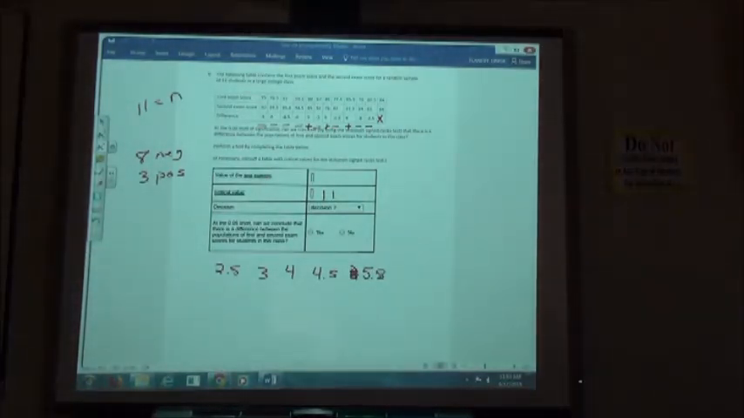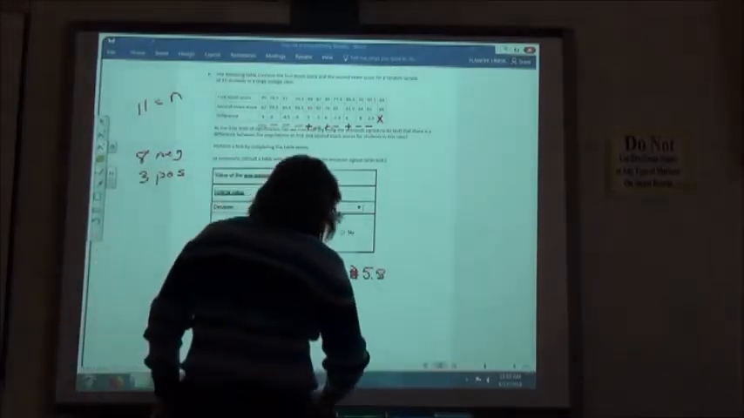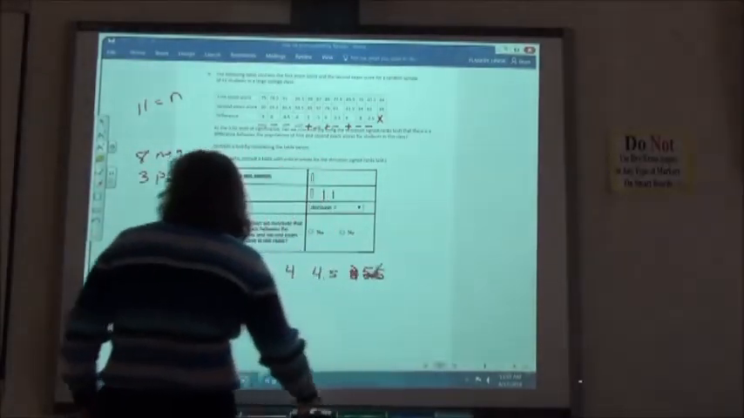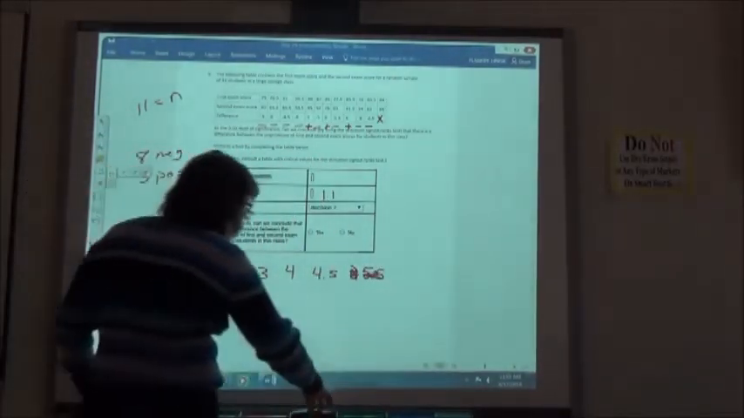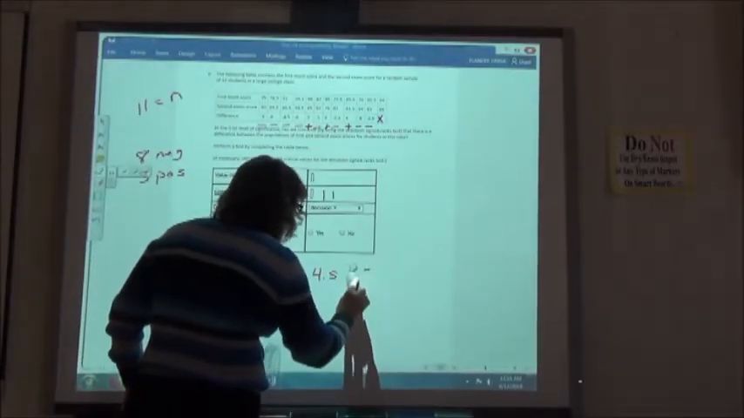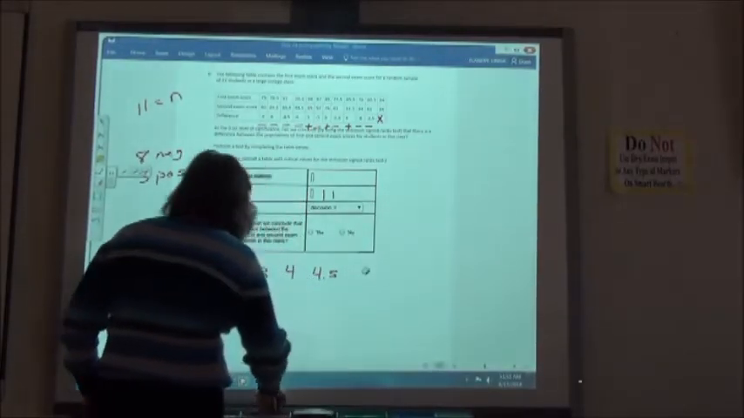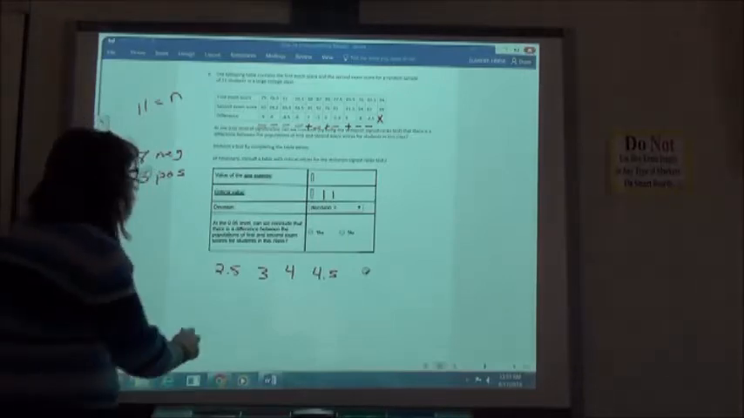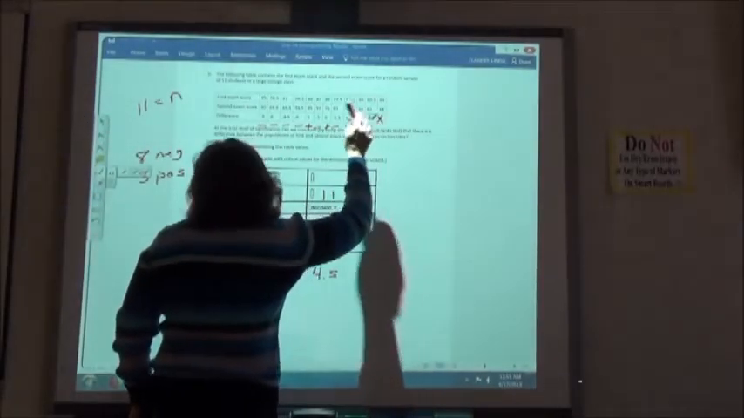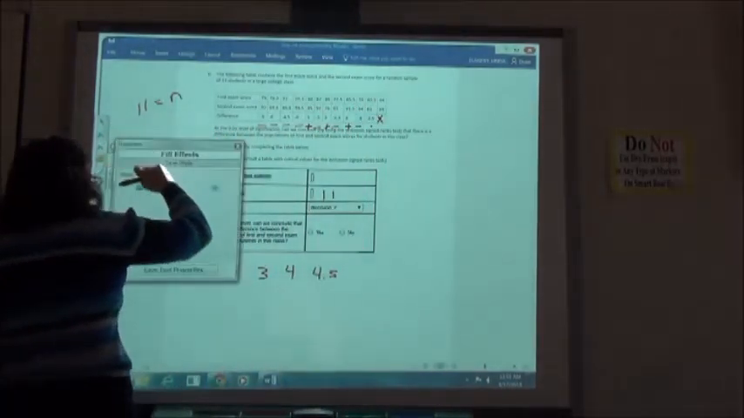Oh, I skipped some numbers. I am going to have to erase, but that's not going to work. Let's see if I can get it to erase. There we go. Let's go back. Okay. I better just X them out as I go. We have a 2.5. Turning my pen back on, hopefully.